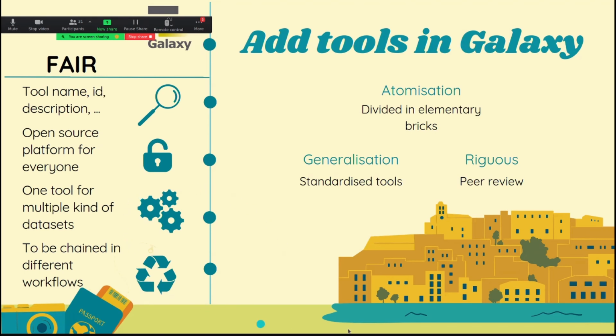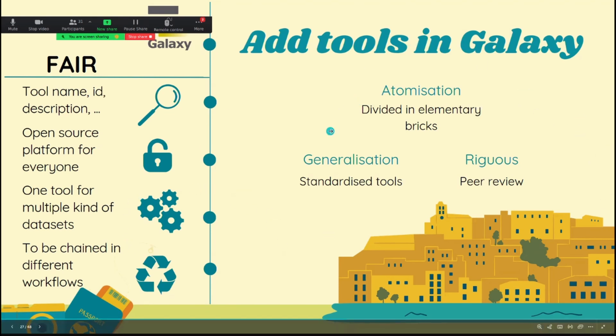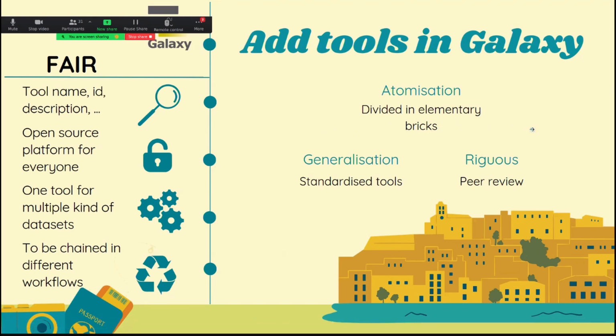So to do so, we have to rely on 3 key points. So atomization, which means that if you have a big R script or a big Python script, you need to divide it in elementary bricks that can then be tools and be reused in workflows. And you have also generalization where you have to have standardized tools. So this is the part where the metadata comes in. And finally, you have the rigor with the peer review. So this is actually the last part where the Galaxy community, which is really active, will come and help you to have the perfect tools and the most beautiful one and user-friendly one.